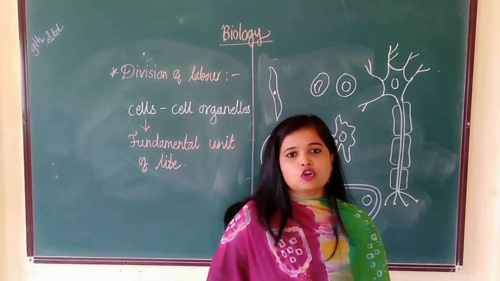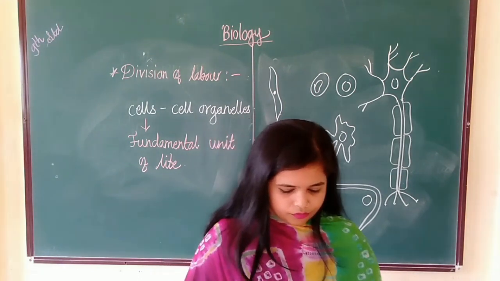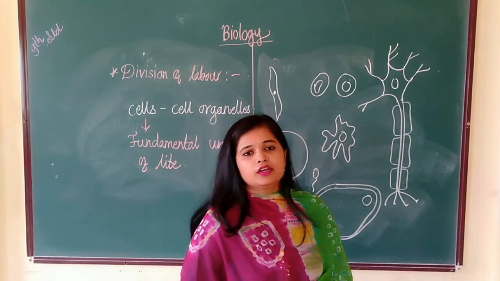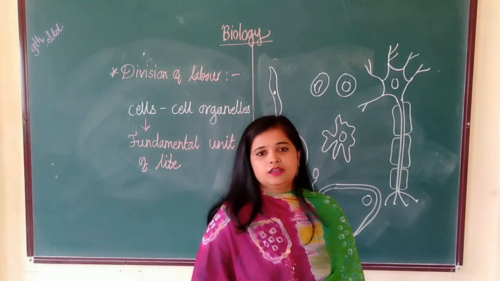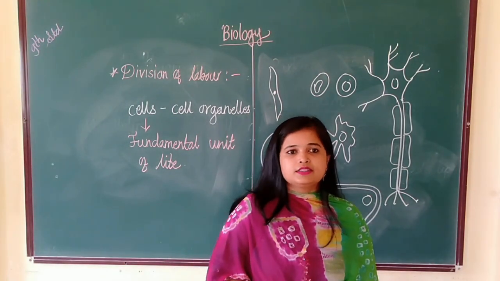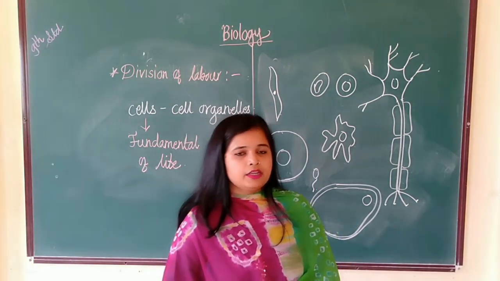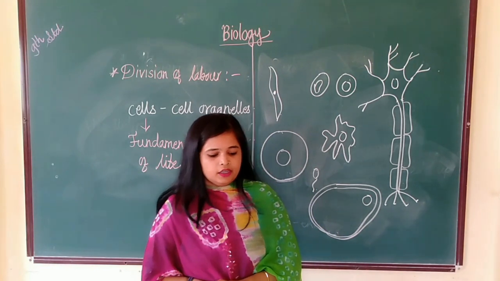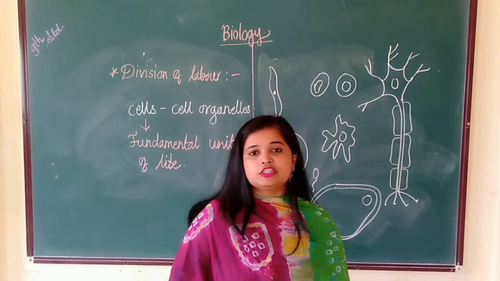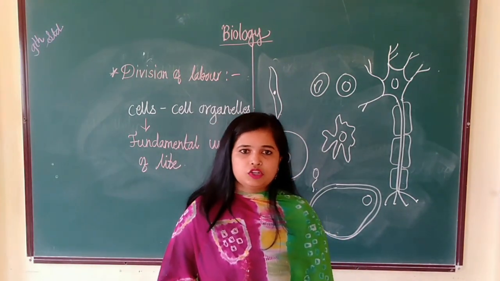Then the next scientist is Robert Brown. He discovered the nucleus in the year 1831. Then Purkinje in 1839 coined the term protoplasm. The famous cell theory: all organisms are made up of cells, and these cells arise from the pre-existing cells. This cell theory was given by two scientists, Schleiden and Schwann. So you should remember all these names. In the next video we will be discussing the structural organization of the cell.